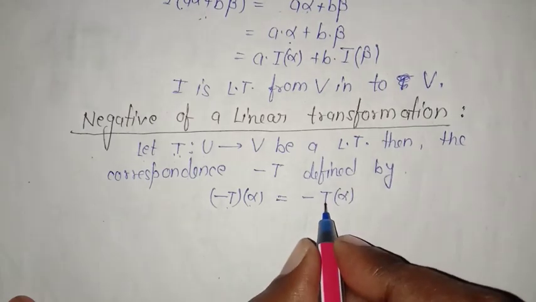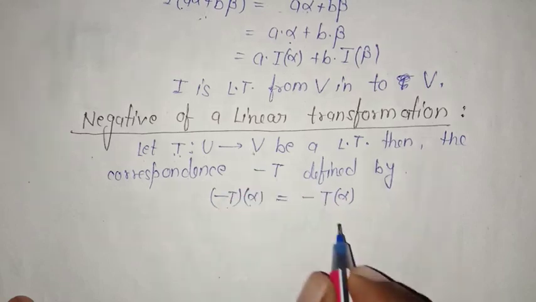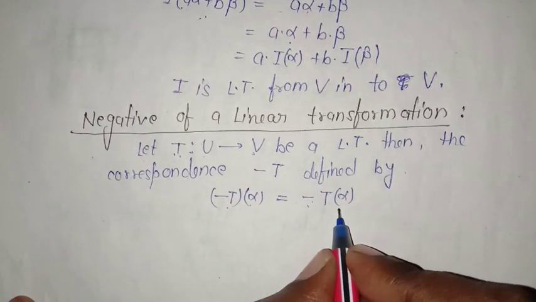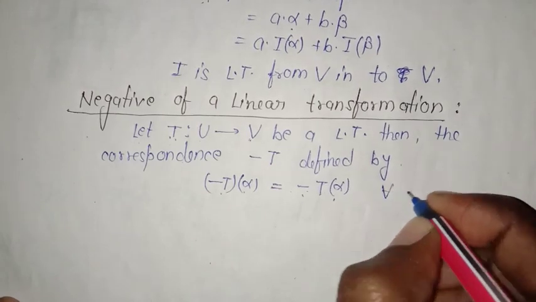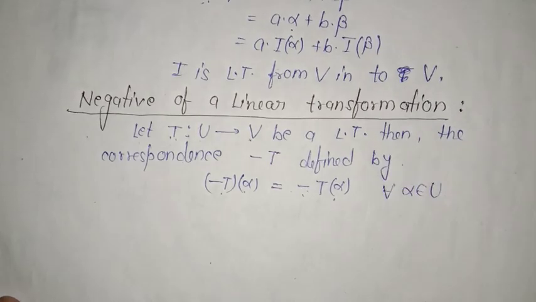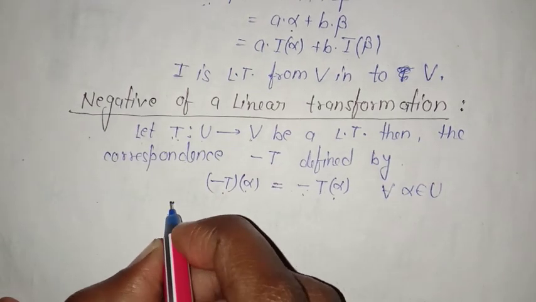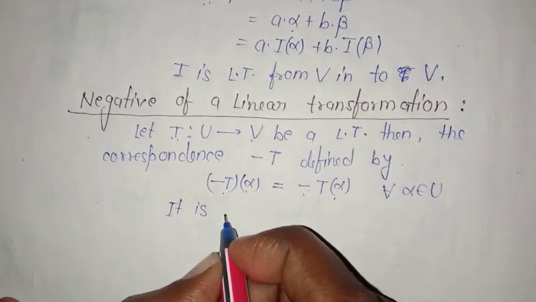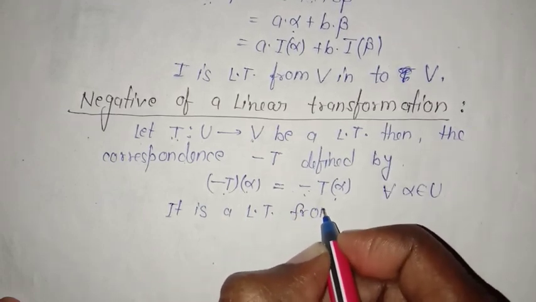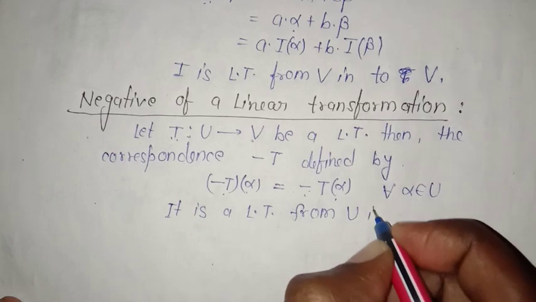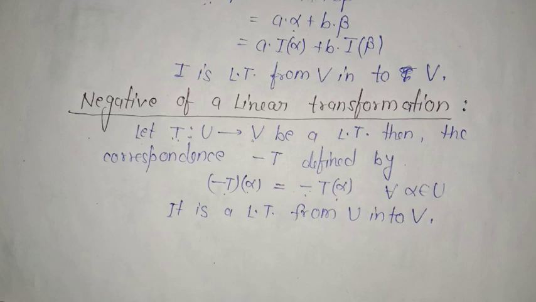That is, each element will be mapped into V, and they become negative after the map. And this is true for all alpha belonging to U. This also forms a linear transformation. It is a linear transformation from U into V. You can show it by yourself.